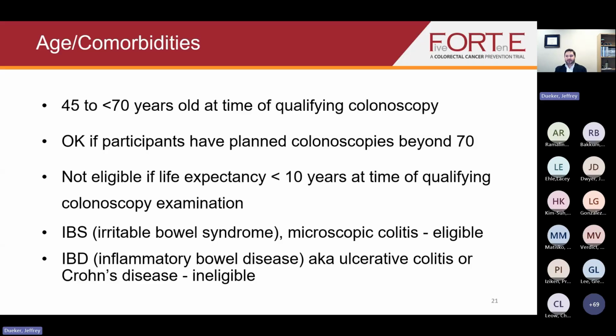very similar name, but very important difference. IBD constitutes diagnoses like ulcerative colitis or Crohn's disease. These patients are ineligible. And the reason is that unlike IBS, irritable bowel syndrome, or microscopic colitis, inflammatory bowel disease, ulcerative colitis, Crohn's disease actually increases your colorectal cancer risk. So they are not considered average risk, whereas an IBS, irritable bowel syndrome, or a microscopic colitis patient is considered to be an average risk for colon cancer.